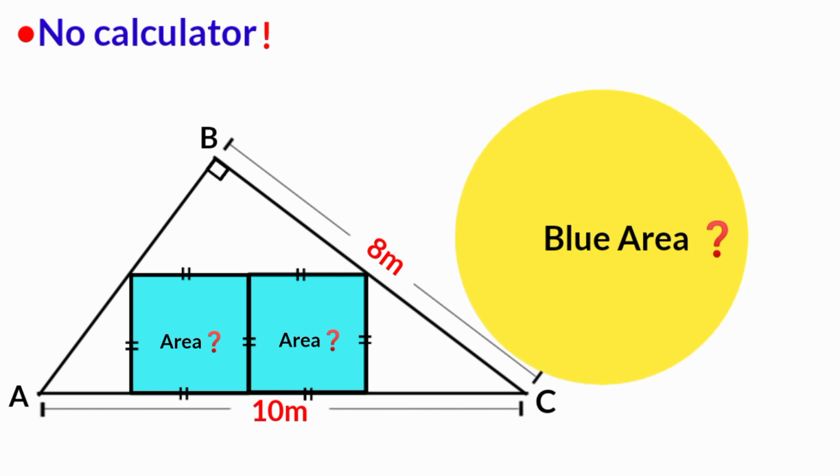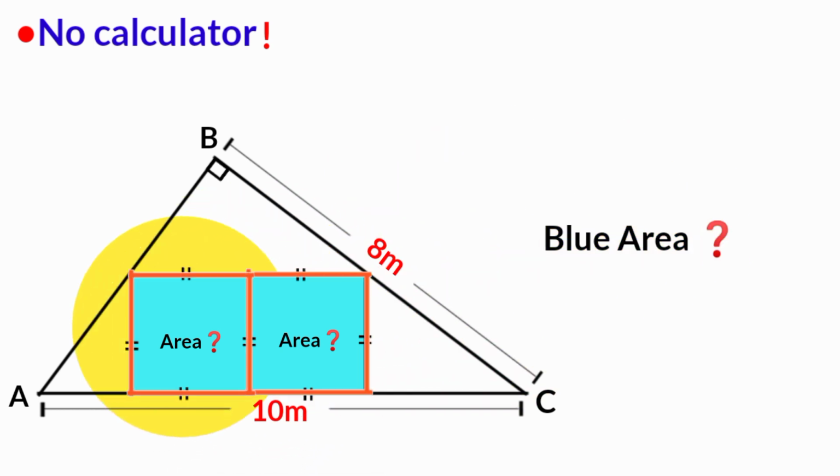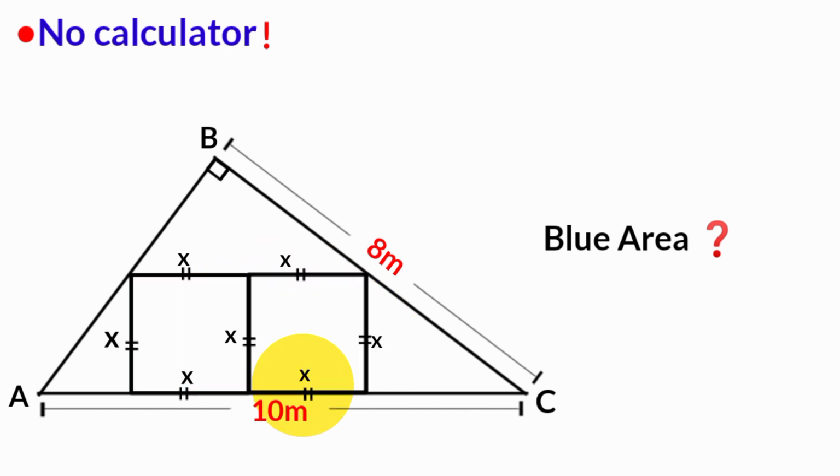The blue area we can see here is the sum of this and this quadrilateral. From this quadrilateral, all the sides are equal. Let's assume their length to be x, and to this also, all its sides are equal in length. So since this is x, this and this must also be x. We have the length of this side to be 8 meters and this 10 meters.